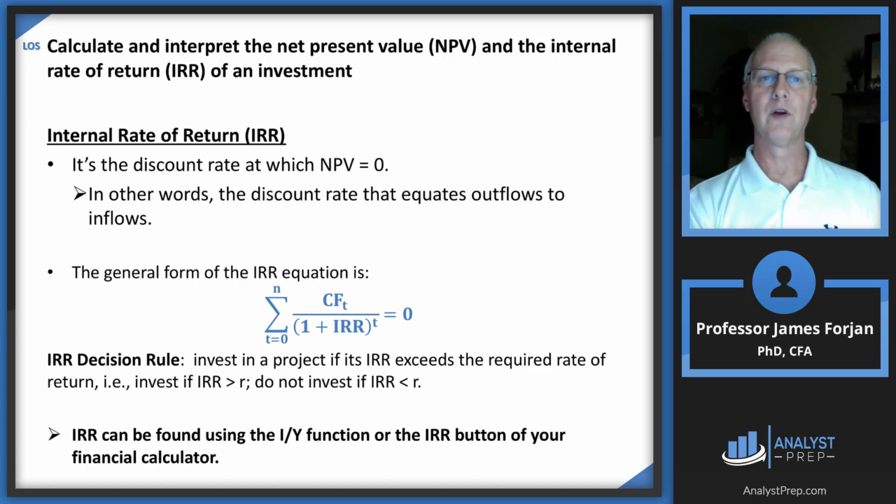Now, internal rate of return is another way to evaluate a capital budgeting project or evaluate an investment. And it has a little bit of an interesting slant on the discounted cash flow analysis problem. The internal rate of return is the interest rate that forces the net present value to be 0. So what do I have in the bullet point? It's the discount rate at which NPV is 0. In other words, it is the discount rate that equates the present value of the outflows to the present value of the inflows. And there's the general form.